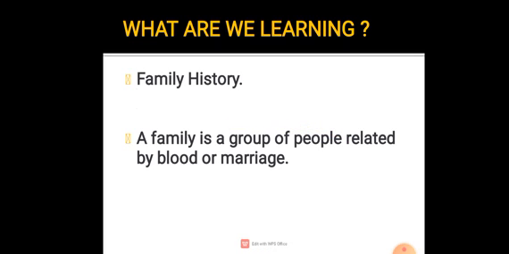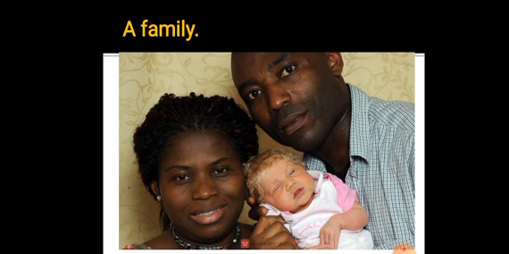Let's move on. What are we learning? We're learning family history. But what is a family? A family is a group of people related by blood or marriage. Let's say that again. A family is a group of people related by blood or marriage. Let's look at this picture. Wow, this is a family.